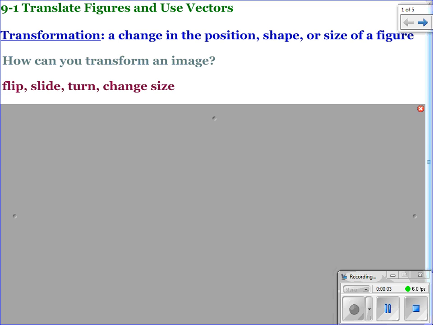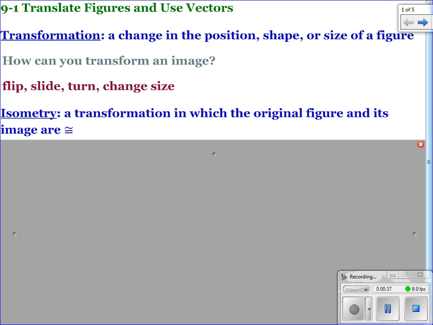So we're starting our chapter on changing objects, okay? And at the very end, we're going to work on something called tessellations, and I'll show you how to make those. So we're going to look at each of these separately and also talk about some symmetry in this chapter as well. But we're learning how to take an object and flip it, slide it, turn it, or change the size. Okay, but just today and the next day, we're going to be working on something called translations, which is to slide an object. So we're going to start with that.